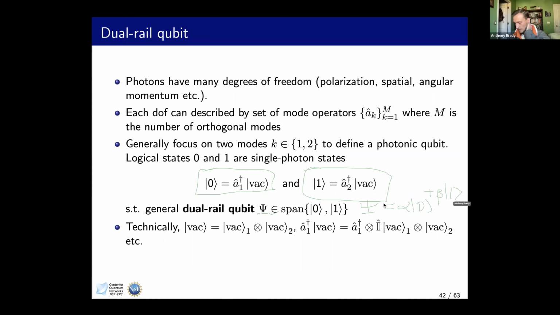I write this in shorthand, but technically this is the tensor product structure that Quntao just mentioned. When I write down vacuum here, it's really a tensor product of vacuums for the first mode and the second mode. And when I write down stuff like this, what I'm really saying is that you're creating one photon in the first mode and doing nothing to the second mode. You can think of it as two rails, which I think is why people call it dual rail. You have a first mode and a second mode, and you're occupying one or the other with a single photon. So that's the dual rail encoding. Next slide.